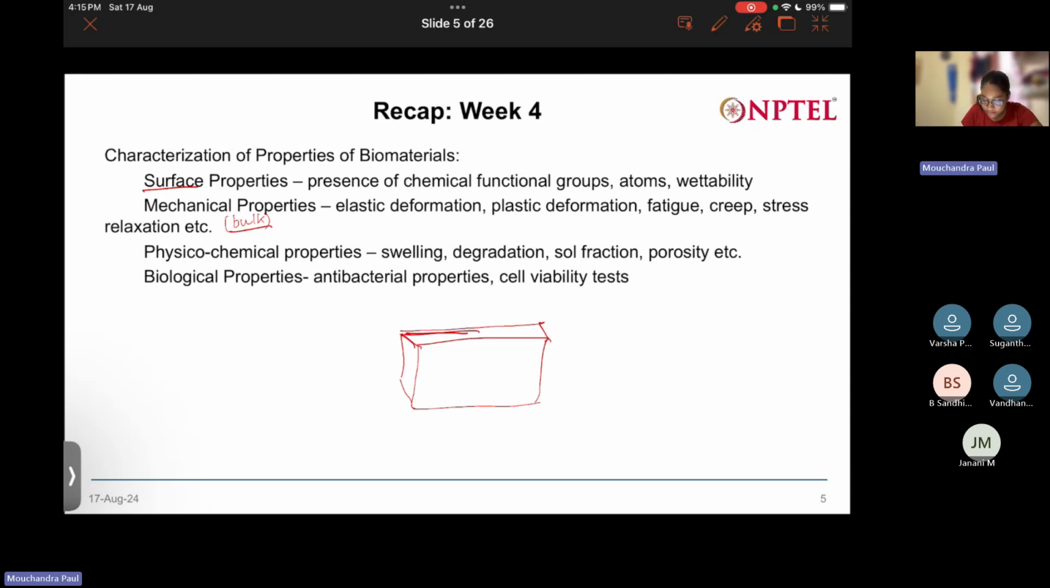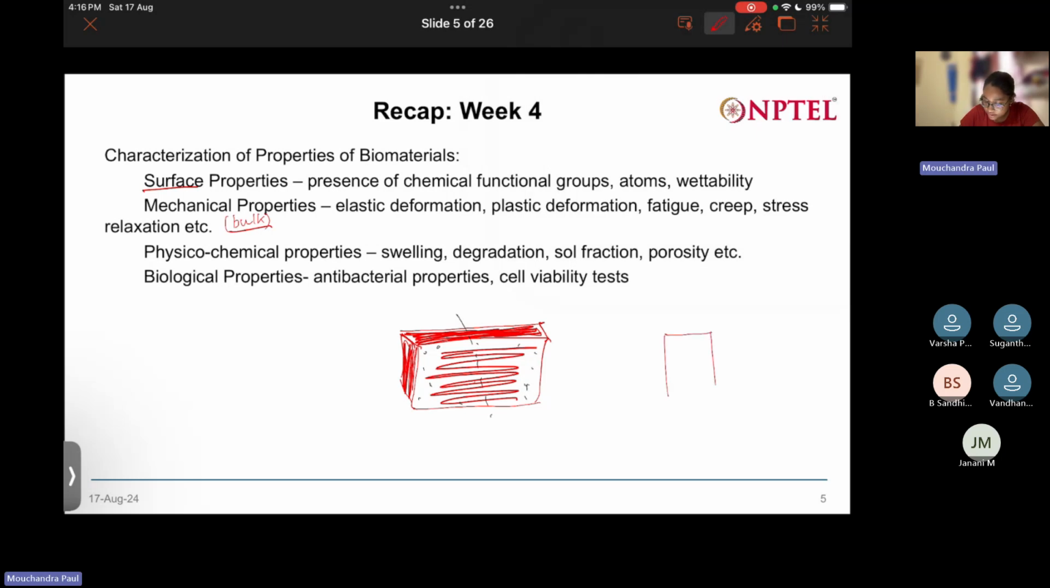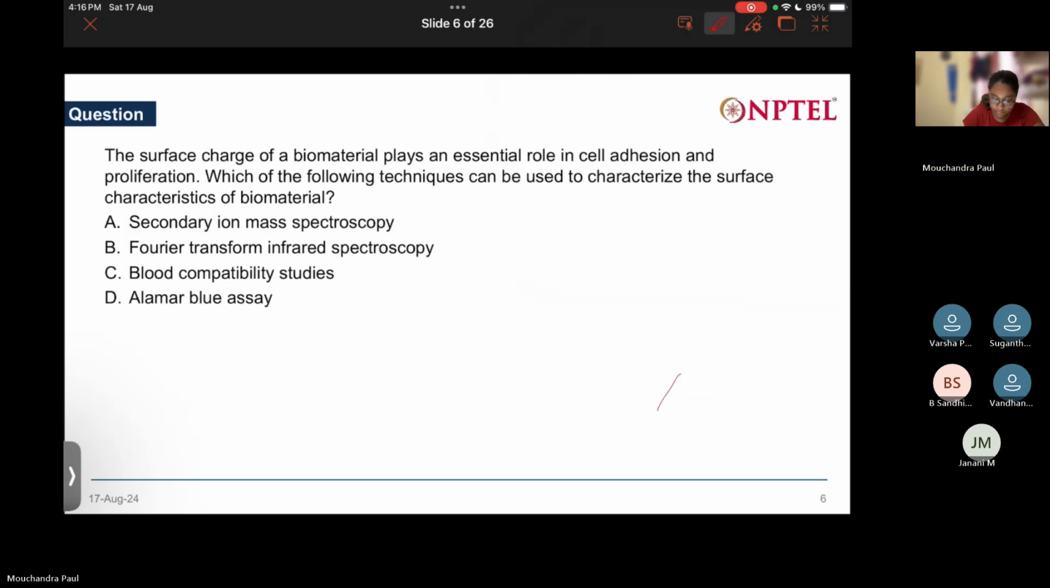So here, surface is this. The red shaded portion is your surface, onto which cells can adhere. Whereas what is bulk? Bulk is inside. If we do a cross section like this, then a surface gets created first. This is your surface.